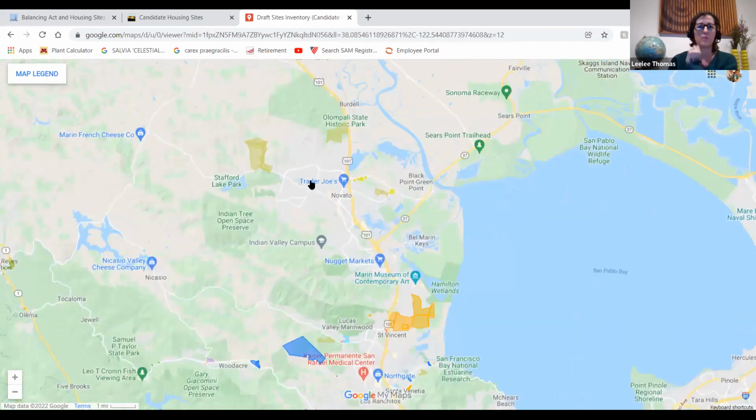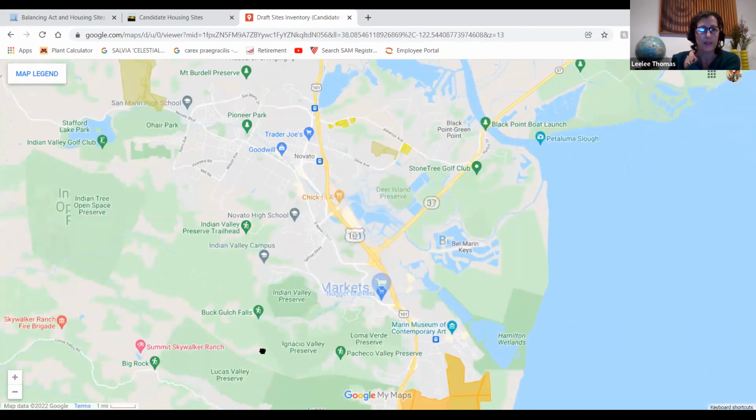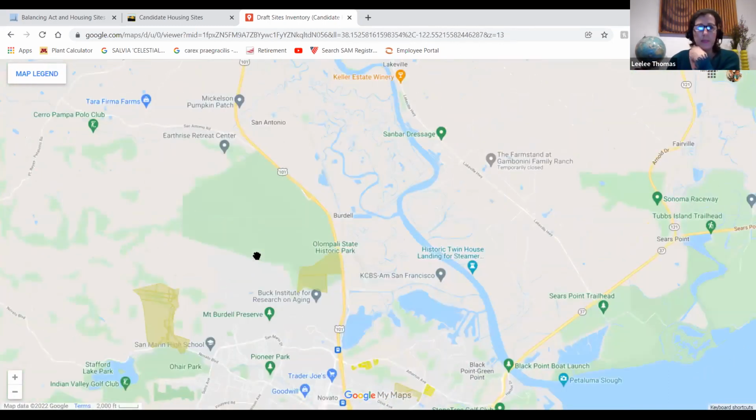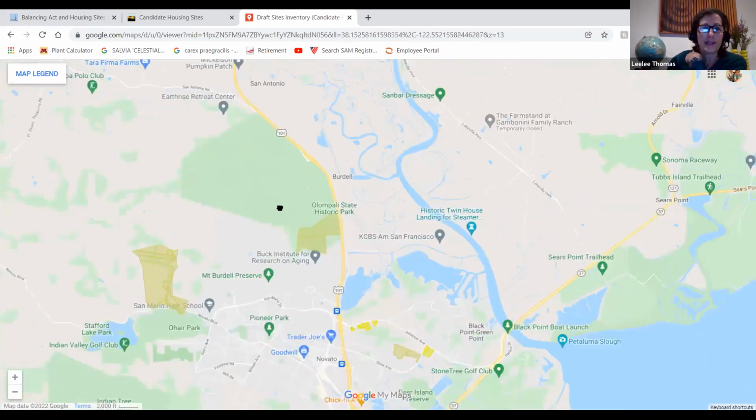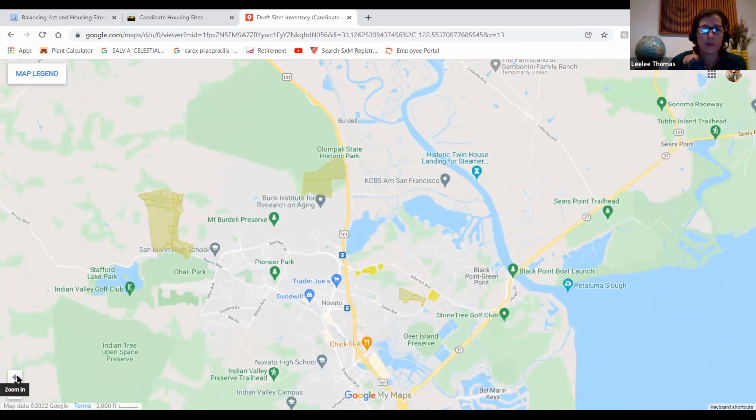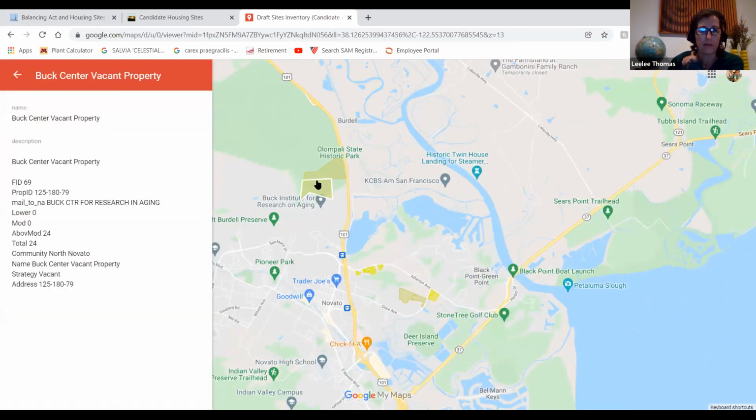Let's just zoom into Novato, starting at the north end of Novato. We have the site that's next to the Buck Center right here. If you want to click on that, the development potential that was studied was up to 66 homes on that site. Is that the right number? I thought it was, oh, sorry, 24 on the other, yeah. So you're going to have to do that math. So it's about 100 units on those sites.